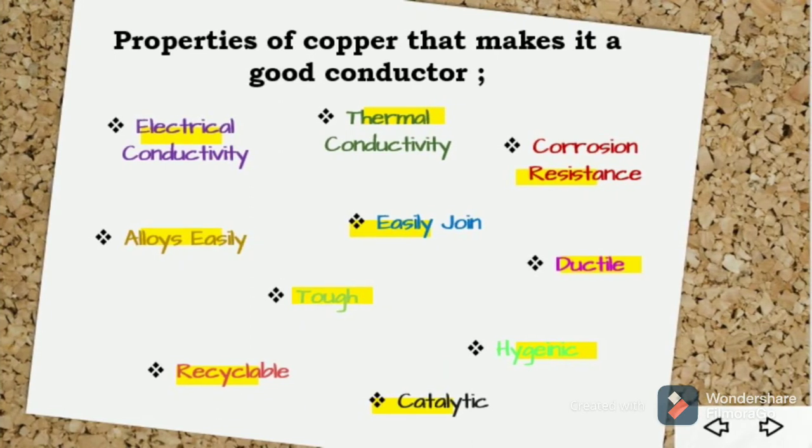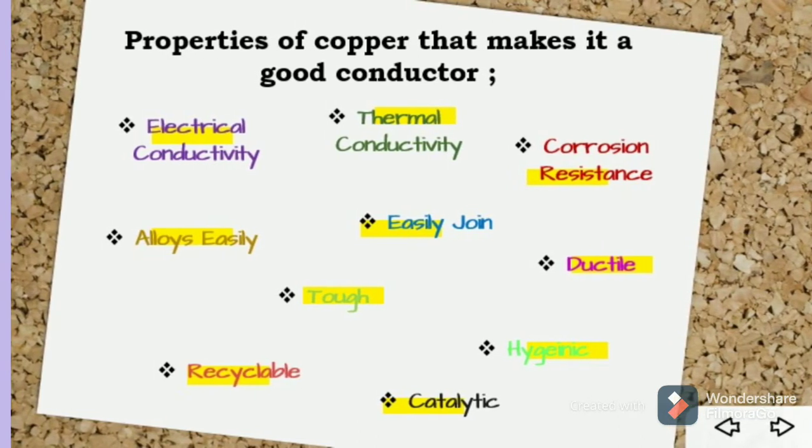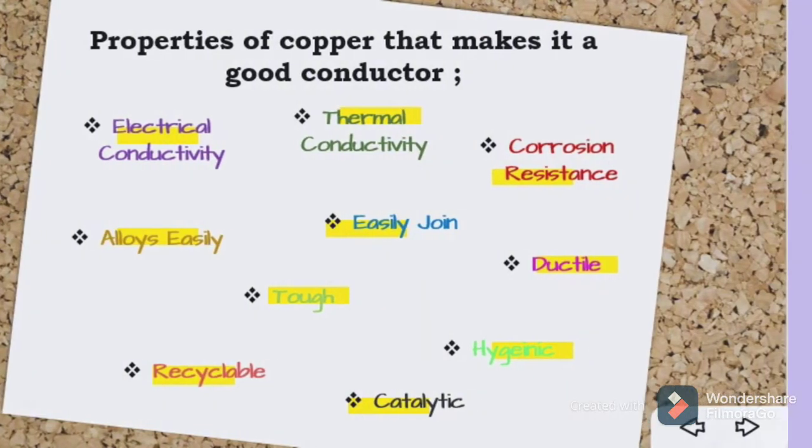Electricity can flow through copper because it has atoms that move freely. Next is corrosion resistance, because copper is low in the reactivity series. Next, it is easily alloyed and joined, ductile, tough, hygienic, catalytic, and recyclable. All these properties show that copper is a good conductor.